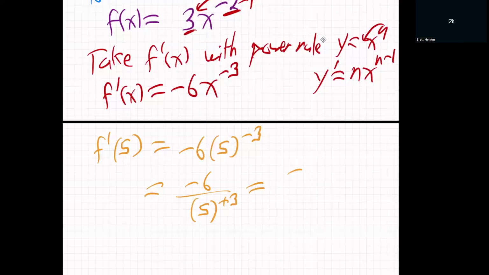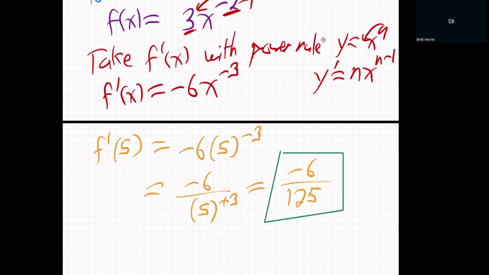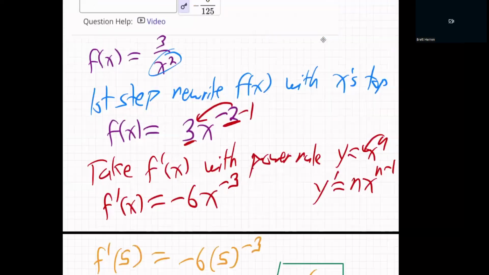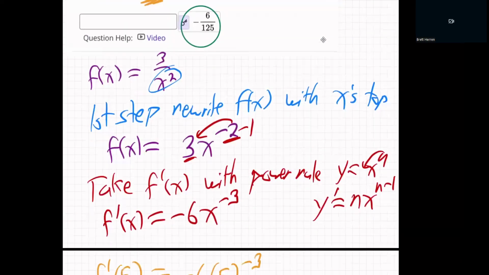And so now we can simplify this. This is 5 to the third, which is 5 times 5 times 5, 125. And so there's our final answer, minus 6 over 125. That indeed is what they said.